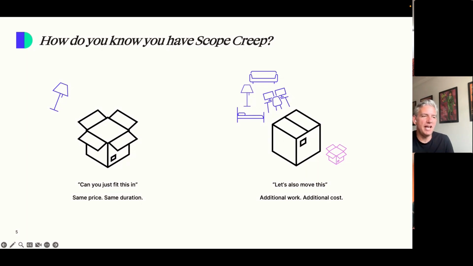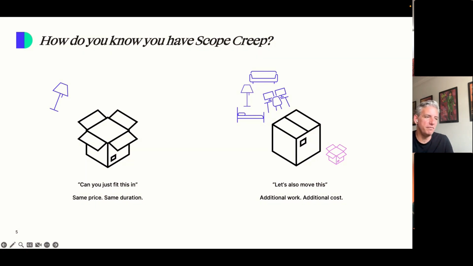Now, scope creep is adding an extra item, and the lamp in this case wasn't planned for, and you try and fit it into one of the boxes that are available. Now, this is simple, and in the case of the removalist, if they have space, putting it on the truck isn't an issue. It's only one more item, it's not an extra cost, and it's only a mild change, but it is scope creep.